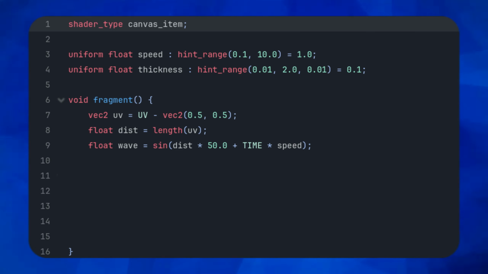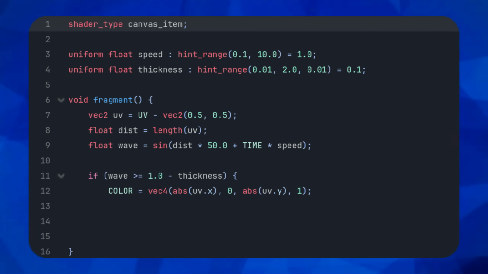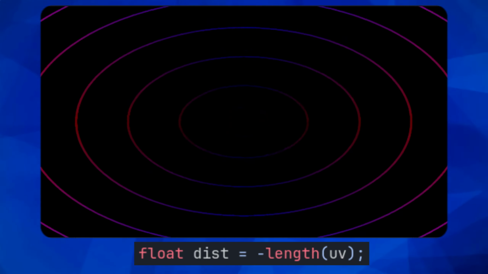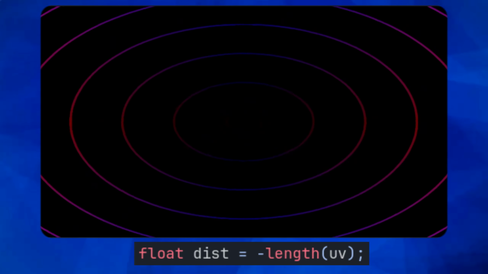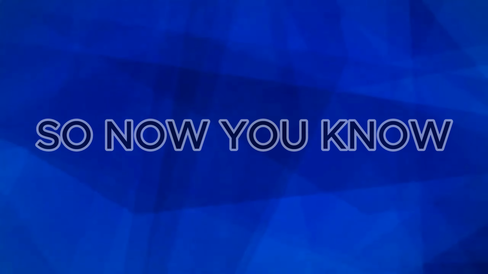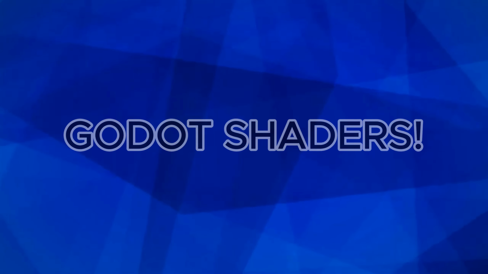And finally, to color our pixels, we check if the wave is bigger than the threshold, and if it is, then we set the color to the absolute value of our UV coordinates in order to make a radial pattern, and if it isn't, we simply set the color to black. And that's all for this shader, and you can also multiply the distance by -1 in order to reverse the movement of the circles. So now you know how to make 10 more Godot shaders.